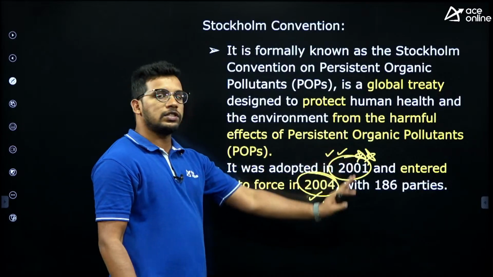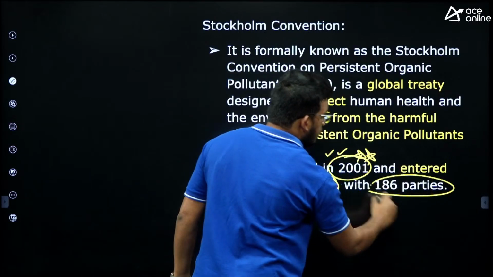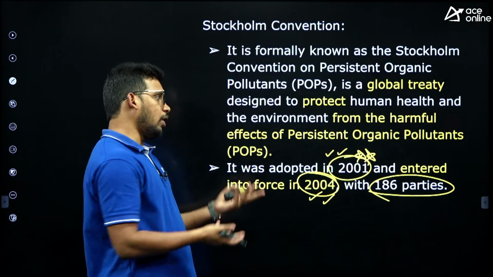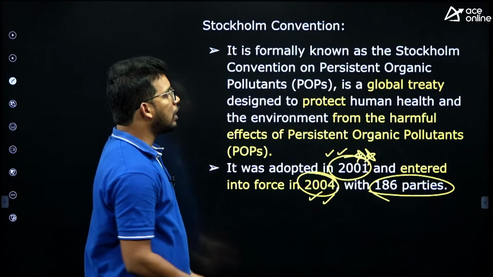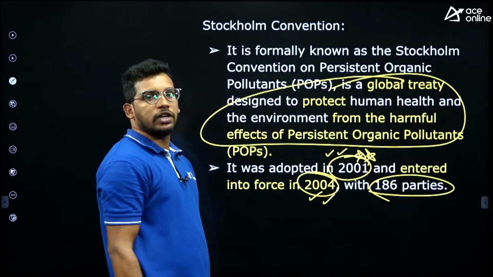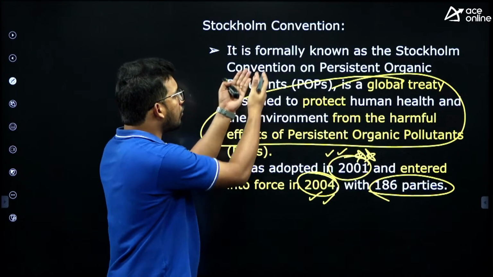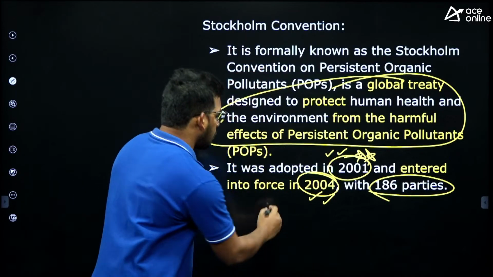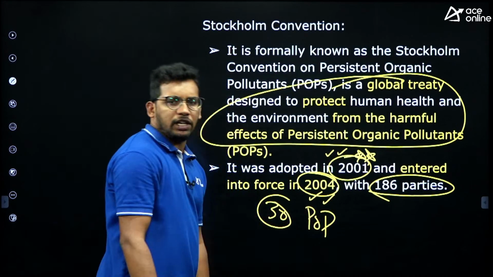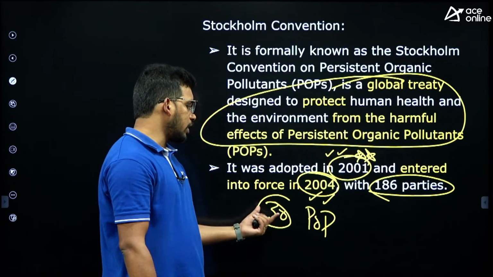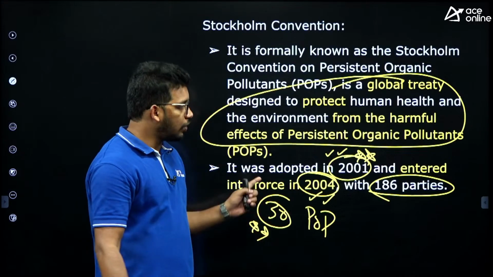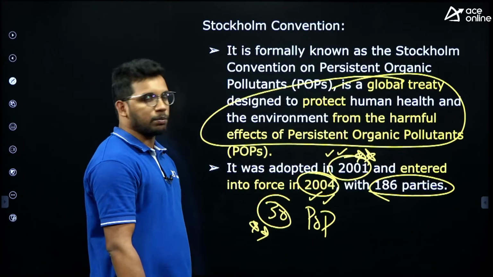As of now we have 186 countries as part of the Stockholm Convention. Now, what is this treaty about? We have already discussed persistent organic pollutants. The main aim is to eliminate persistent organic pollutants from our environment. That is the objective of the Stockholm Convention. Approximately 30 POPs were mentioned under this agreement, like DDT and many other things; you don't need to remember all the chemicals. So a total of 30 persistent organic pollutants were recognized to be eliminated from our earth's atmosphere.